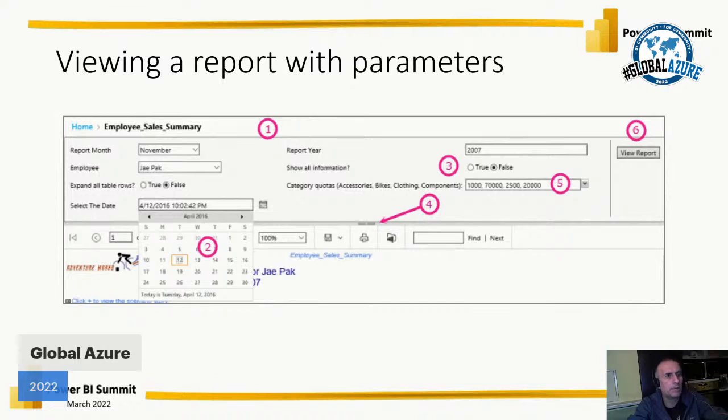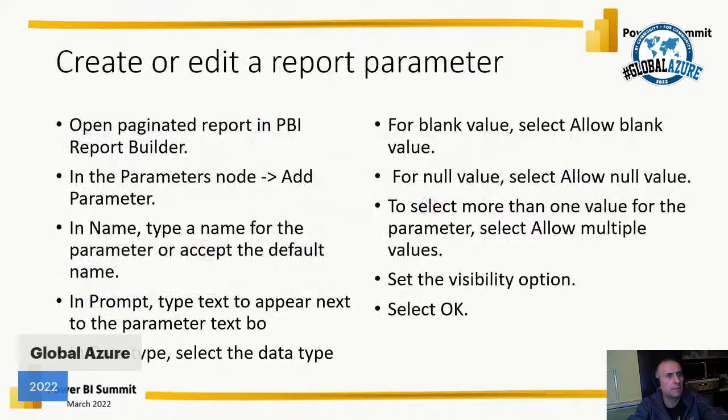We have the option to show and hide the parameter area. It is with the arrow in position number 4, and with view report, position number 6, you can view the designed report. You can test it with sample data.